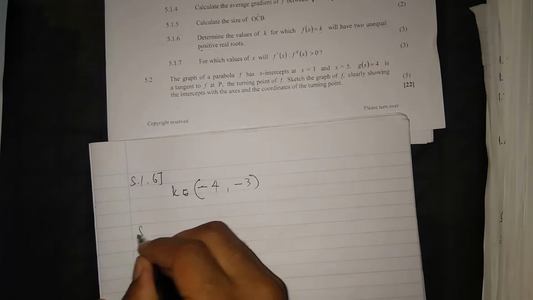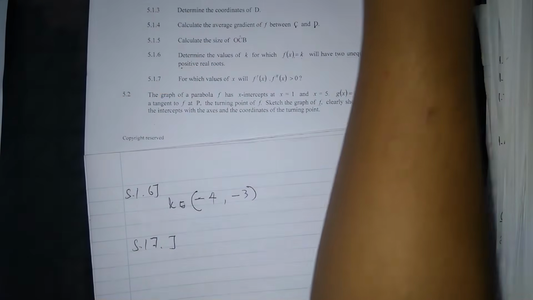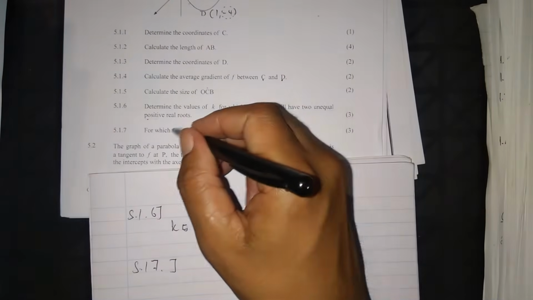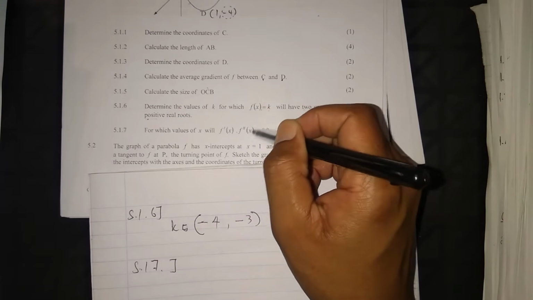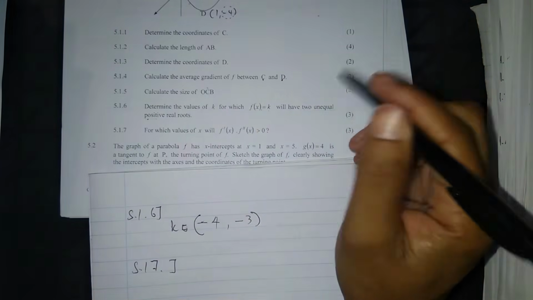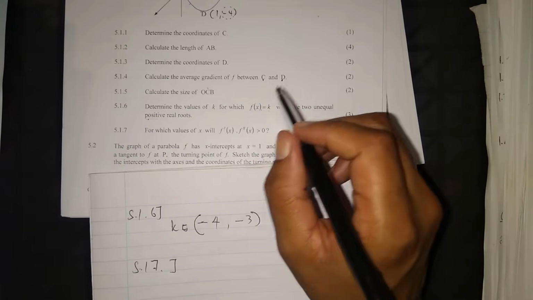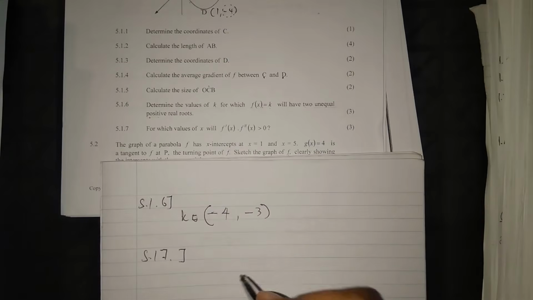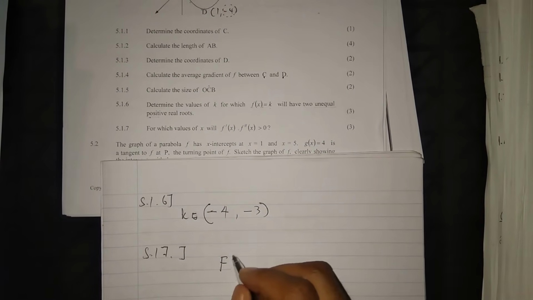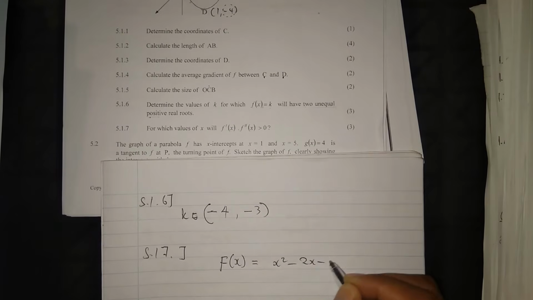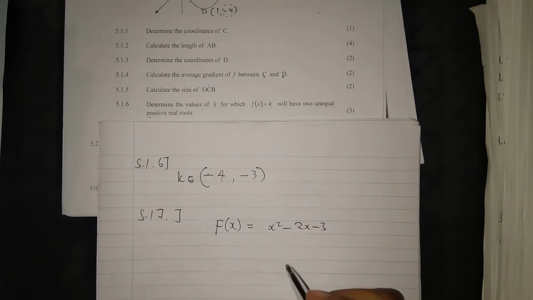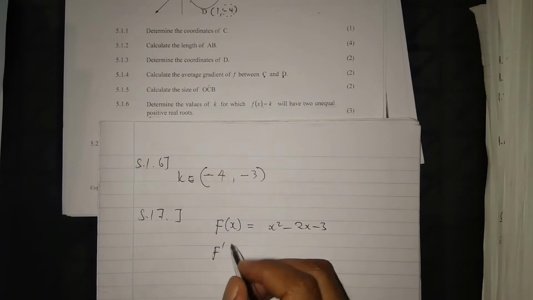5.1.7. In 5.1.7 they say: for which values of x will f prime x times f double prime x be greater than 0? So here they want us to find the derivatives. We are now talking about calculus. They want us to find the derivatives. Let's do this. f of x is equal to x squared minus 2x minus 3. So therefore here we want the derivatives.